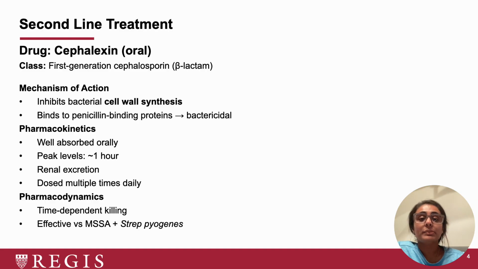The second line of treatment option is oral cephalexin, a first generation cephalosporin antibiotic. Cephalexin works by inhibiting bacterial cell wall synthesis through binding with penicillin binding proteins, leading to bactericidal activity. It is well absorbed orally, reaches peak plasma level within about 1 hour, and is primarily excreted through the kidneys.